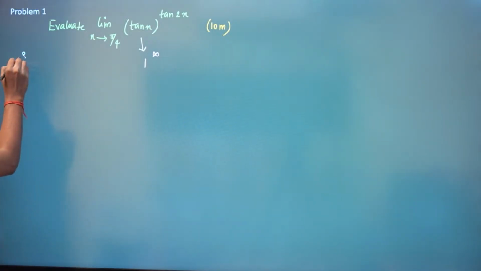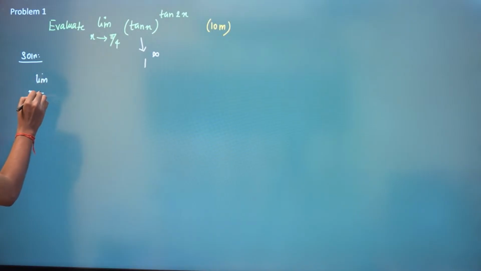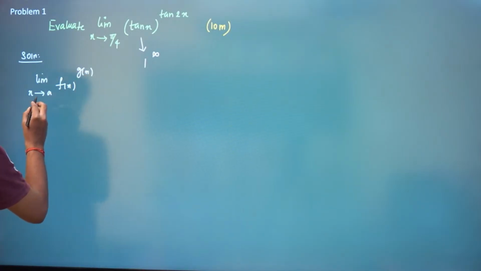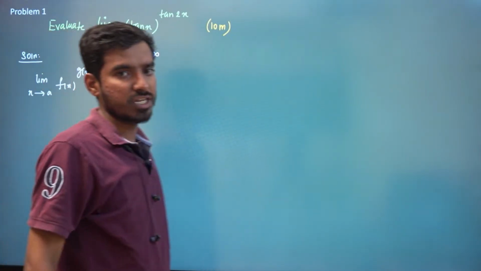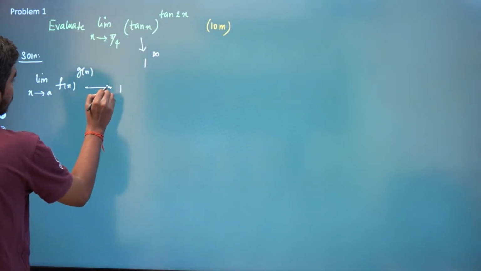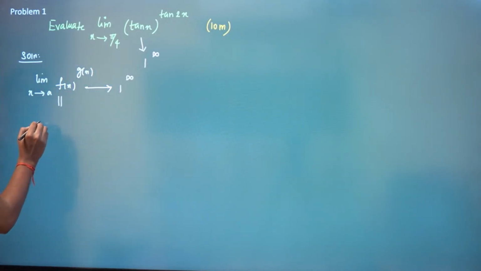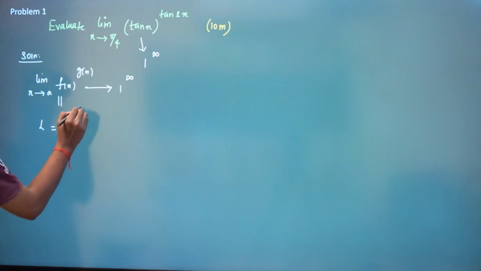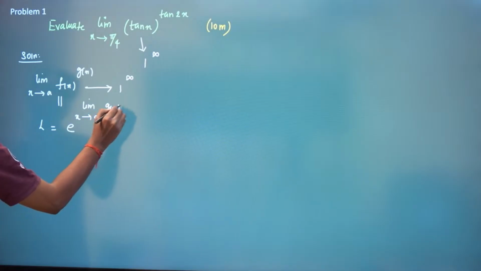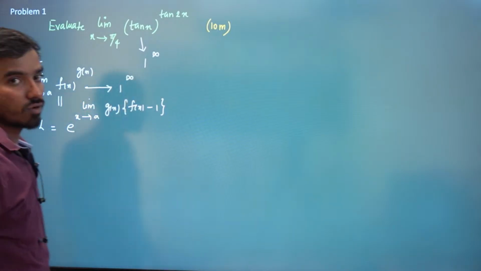Again, we know this kind of pattern: limit x tending to a of f of x power g of x. If we have the power function f of x power g of x, and when you apply the limit x tending to a, it tends to the 1 power infinity form, then the limit of this function is given by e power limit x tending to a of g of x into f of x minus 1. A very standard formula of limits.